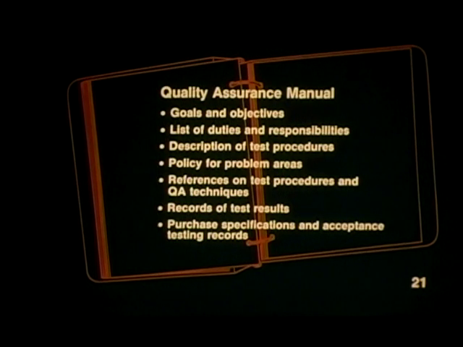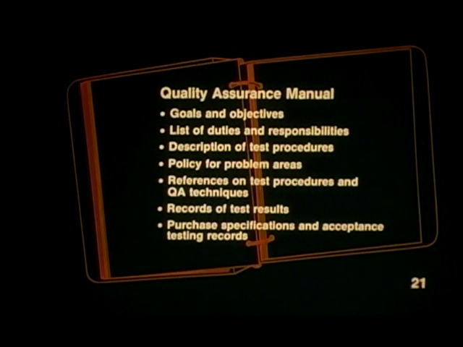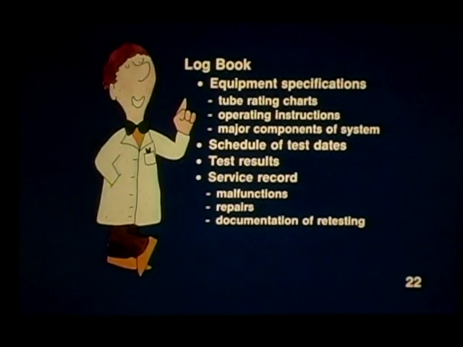Other items that should be included in a quality assurance manual are a list of reference materials on test procedures and quality assurance techniques, records of test results, and purchase specifications and acceptance testing records. We'll discuss purchase specifications and acceptance testing in Step 8. The Quality Assurance Committee should revise the manual at least once a year. Preparing the manual in a loose-leaf binder allows the addition of new material.